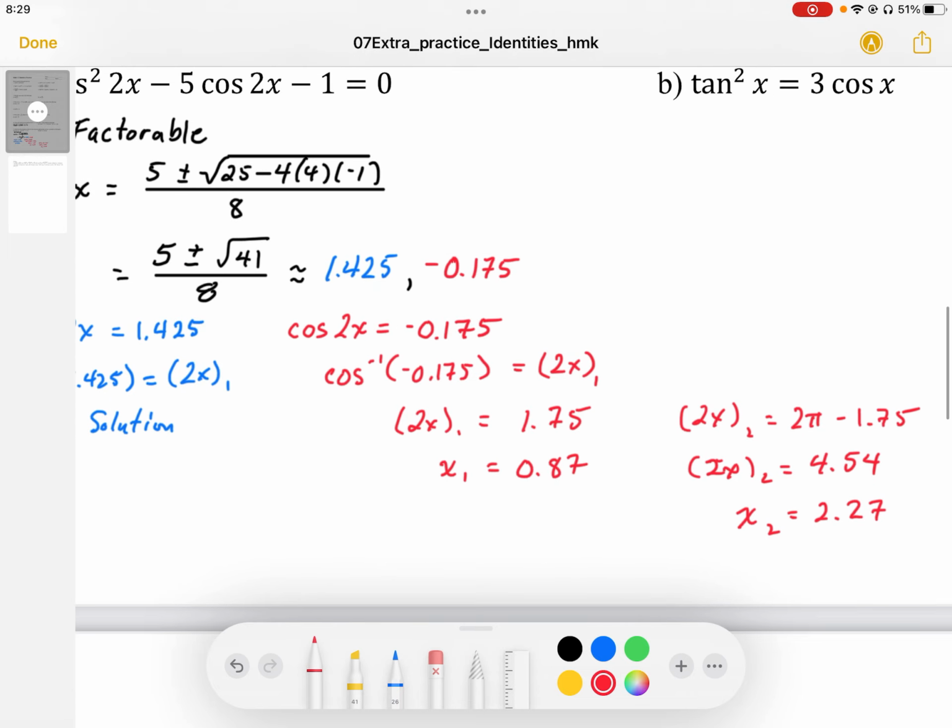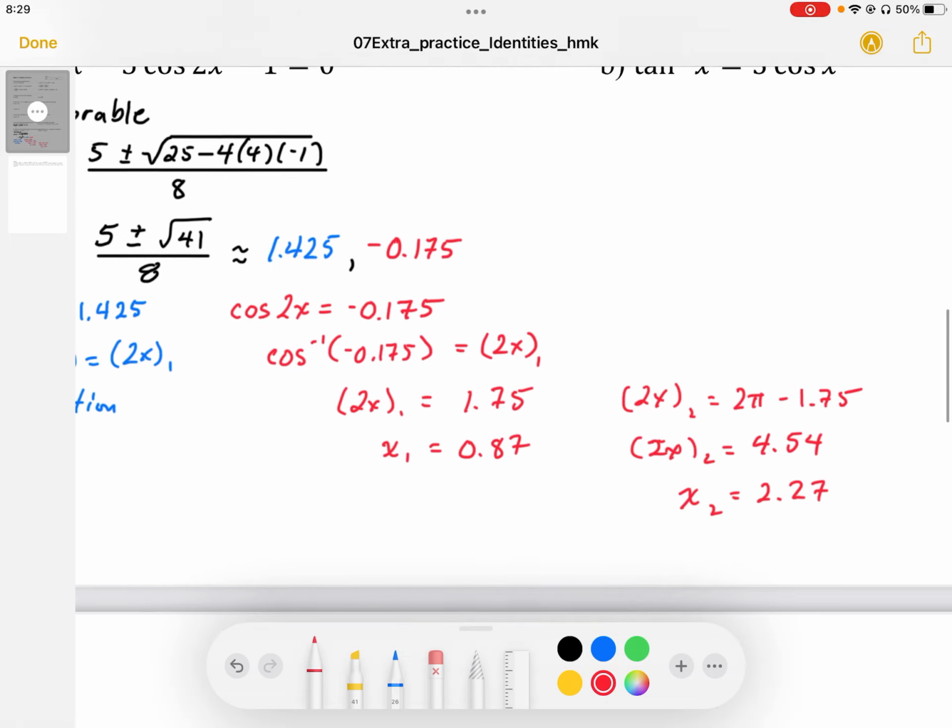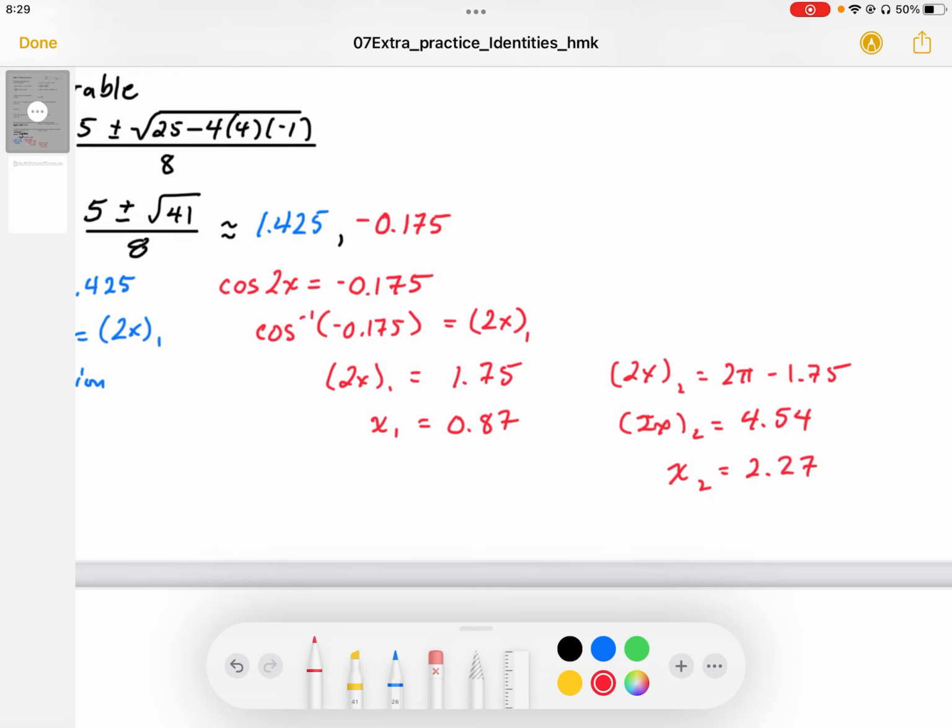The 1.425 gives me no solutions because it's outside the range of cos. And then solving for cos 2x equals negative 0.175, I get x equals 0.87 and 2.27.